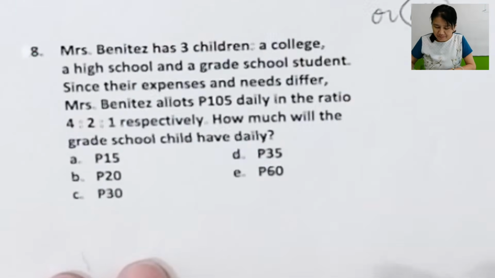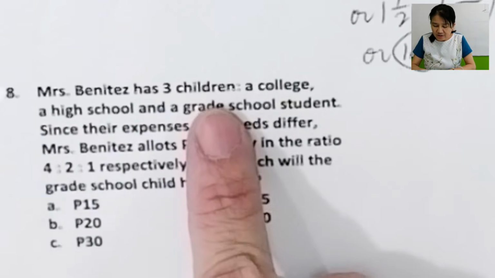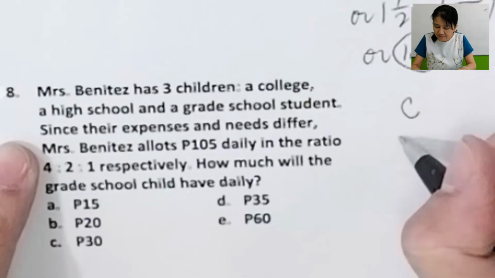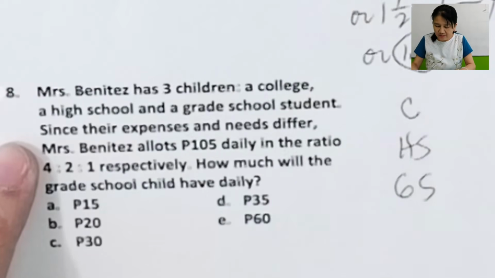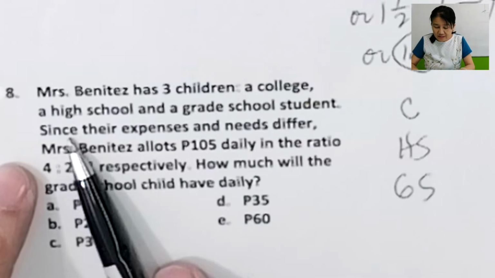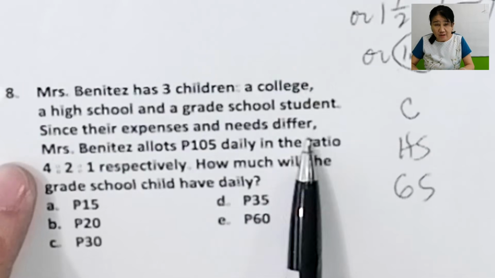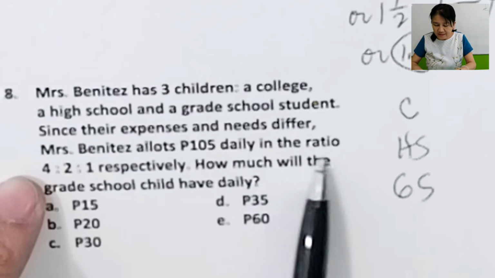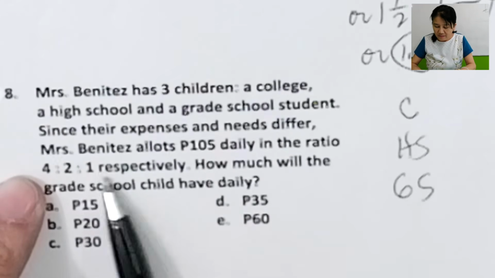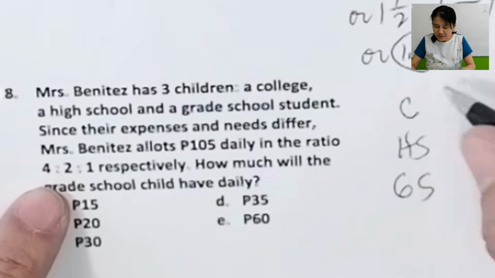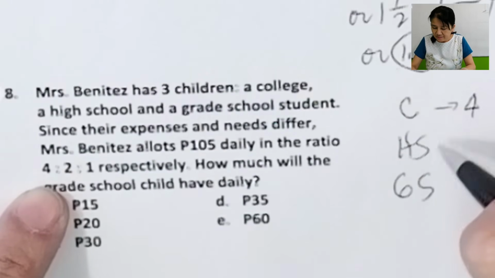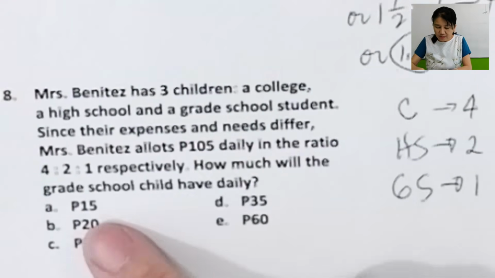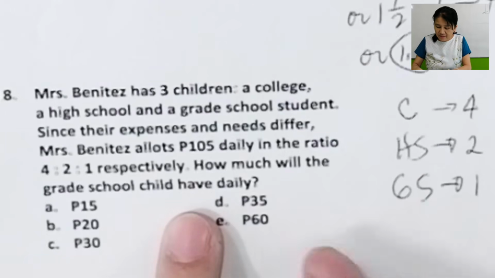Problem number 8. Mrs. Benitez has 3 children, a college, a high school, and a grade school student. Since their expenses and needs differ, Mrs. Benitez allots 105 pesos daily in the ratio 4:2:1 respectively. How much will the grade school child have daily?